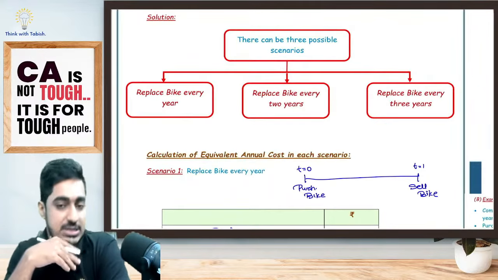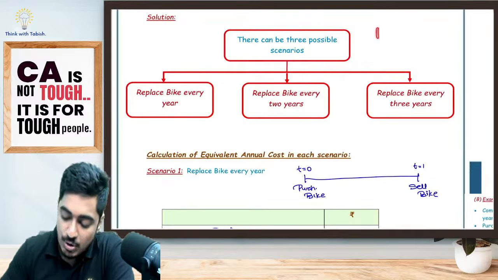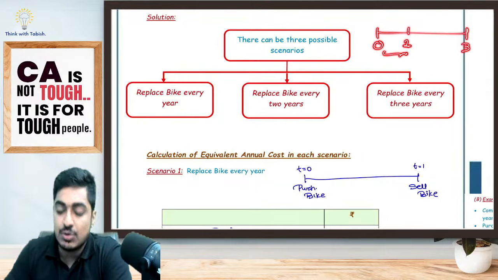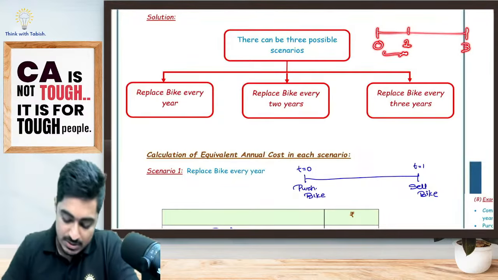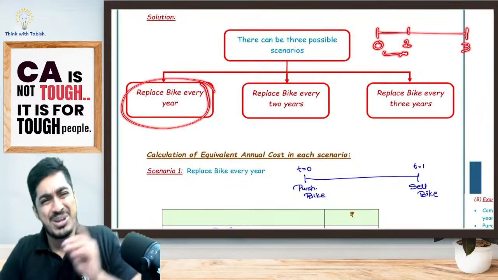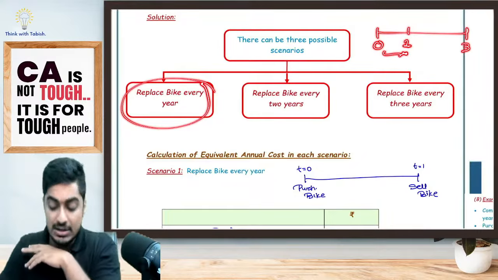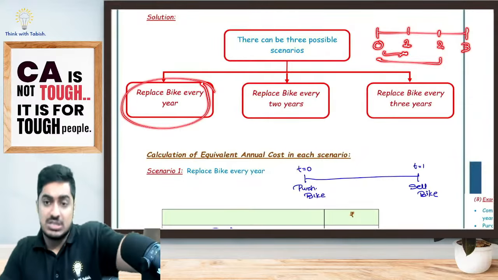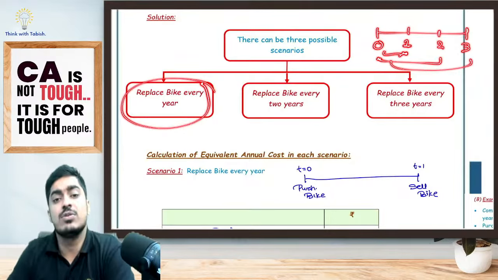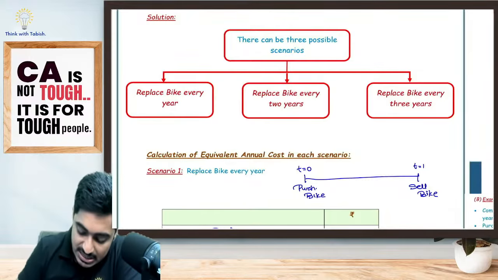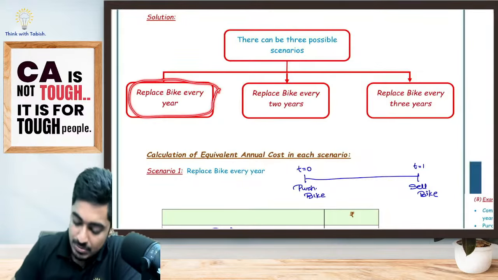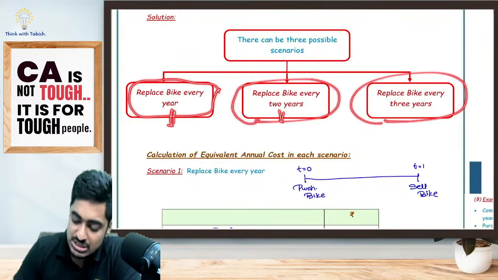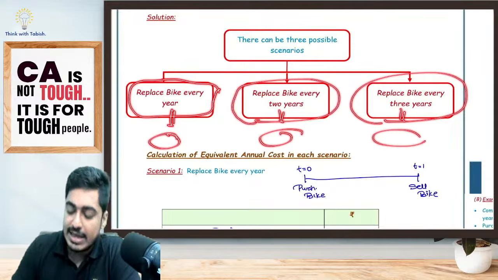Now understand what all options can be there. Maximum how many years can I use the bike? 3 years. Option number 1, today I purchase the bike. At the end of the first year only I will sell. Is it possible? Sir, it is possible. Replace bike every year. Or today I will purchase, first year I don't want to sell, at the end of second year I will sell. Possible. Or third situation, today I will buy and use it the maximum, full 3 years, and at the end of it I will sell. So 3 situations are there: either I replace the bike every year, or every 2 years, or every 3 years. In each of these situations, I will calculate my equivalent annual cost.